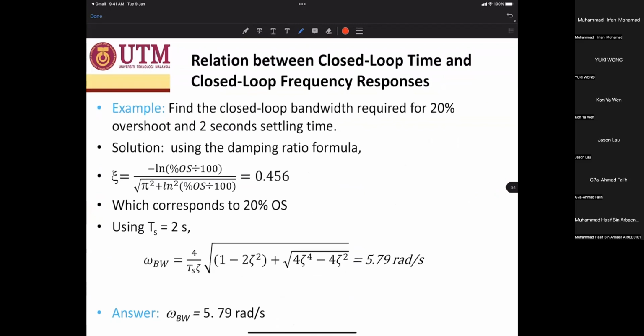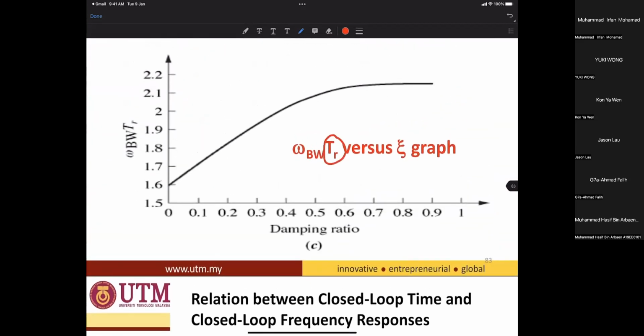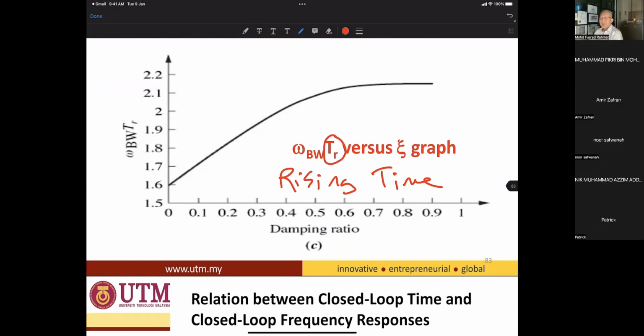Prof, what is TR stands for? Sorry, what is TR stands for? Yeah, TR. Cuba baca. Rising time. What is rising time? What is the definition of rising time?